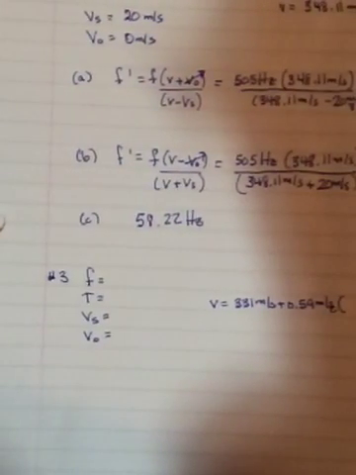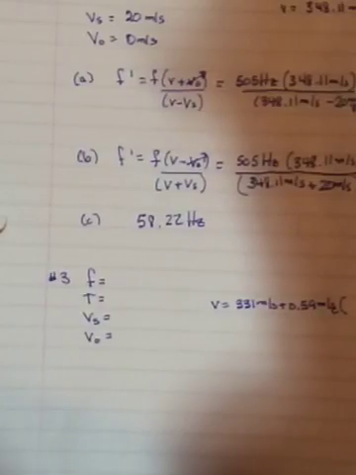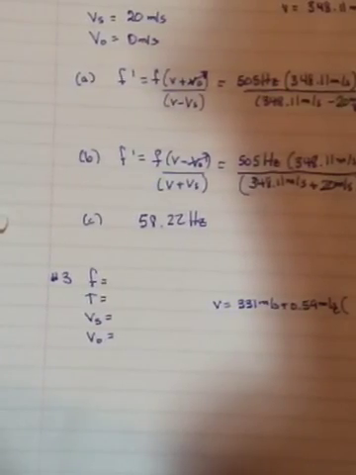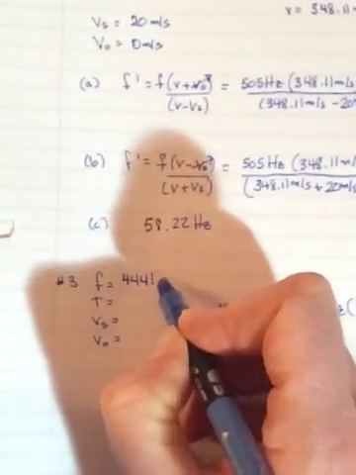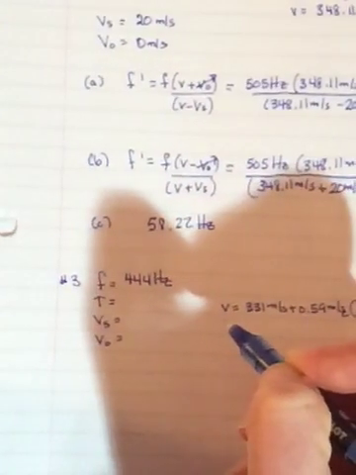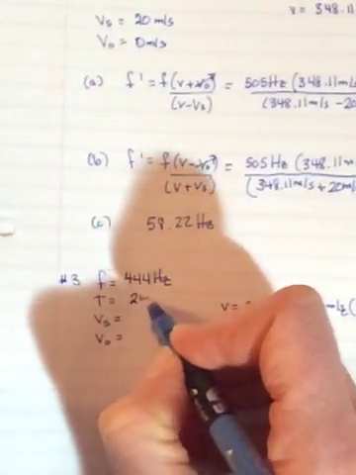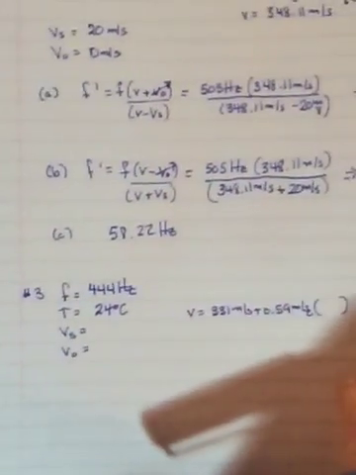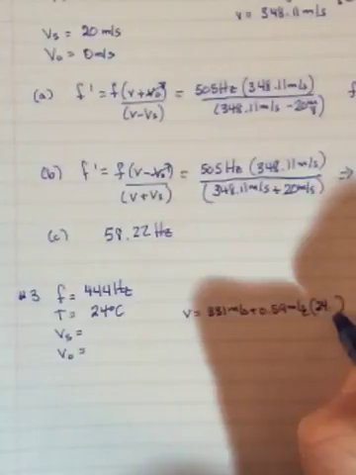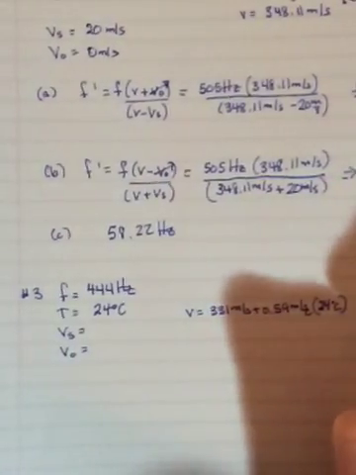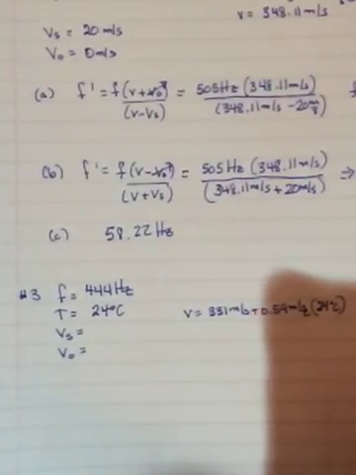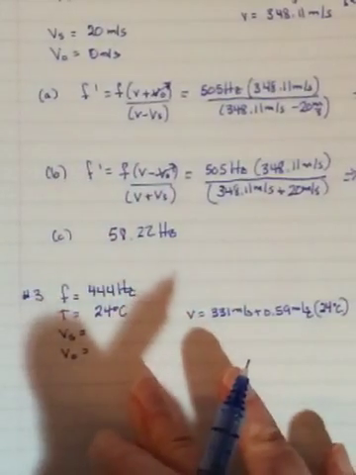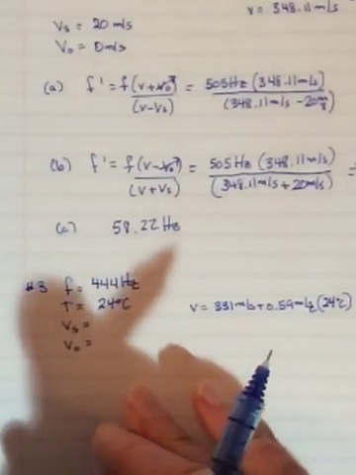Number 3 says, a person in a car is driving at 90 kilometers per hour towards a train whose whistle is blowing at 444 hertz. So the frequency of the train is 444 hertz. It says the temperature is 24 degrees Celsius. So again, we're going to take that 24 degrees Celsius and we're going to fill it into our speed of sound equation. And when we do, we end up getting a speed of 345.16 meters per second.